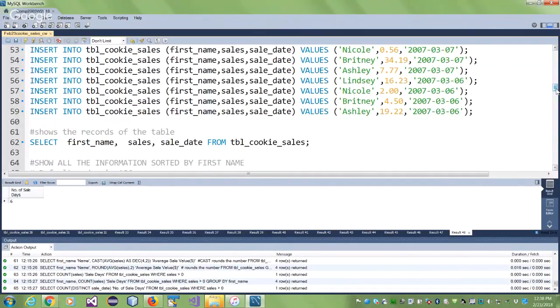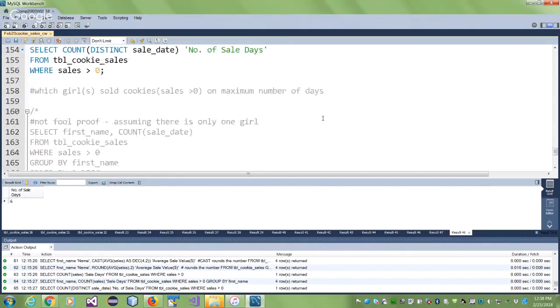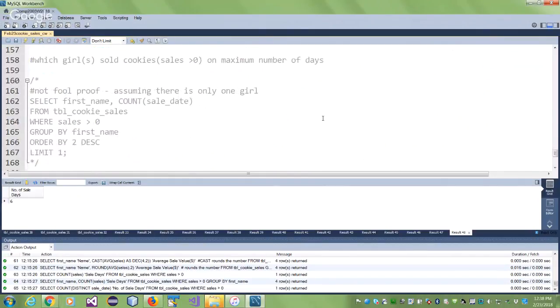Okay. So I'll put them in groups, that's for sure, because I want to count how many days they made a sale, right? So that's the question. Which girls sold on the maximum number of days? So first, let me find out how many for each girl. I'll find out how many days she made a sale, and so on for each. We know how to do that. So let's try that. I have given you a solution, but I've said it's not foolproof. And let me tell you what I mean by it's not foolproof.